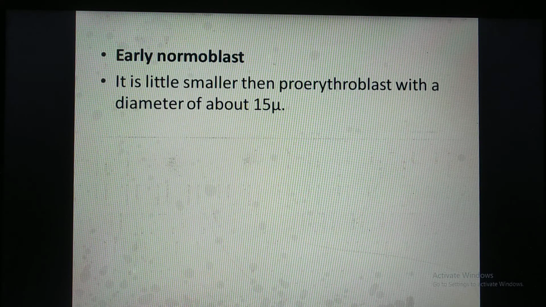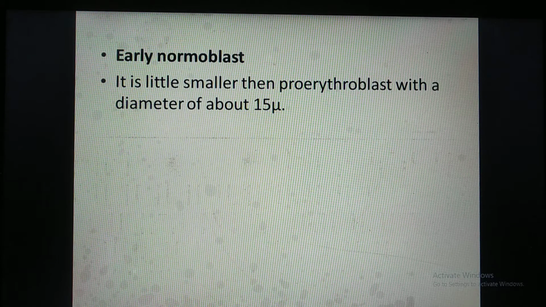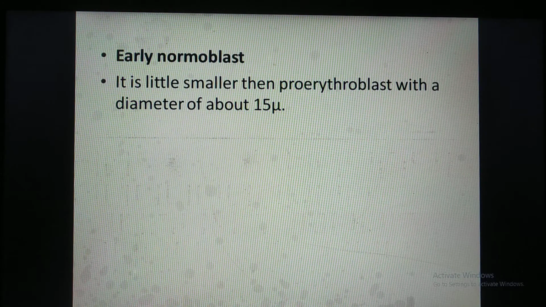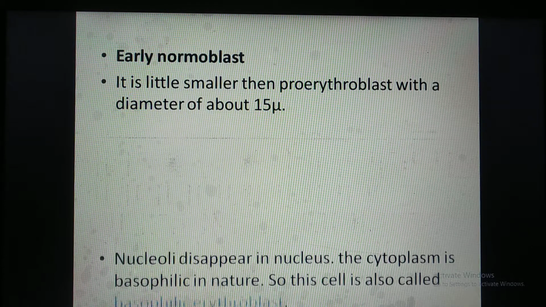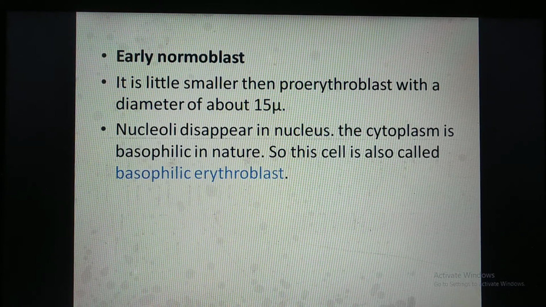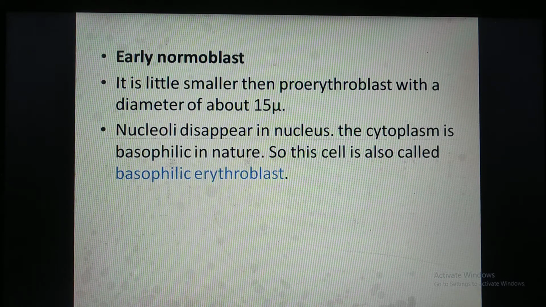Second stage, early normoblast. It is a little smaller than proerythroblast with a diameter of about 15 micrometer. Nucleoli disappear in the nucleus. The cytoplasm is basophilic in nature, so this cell is also called basophilic erythroblast.